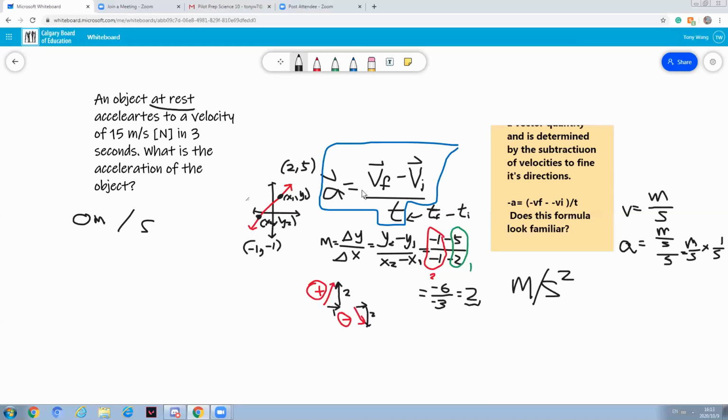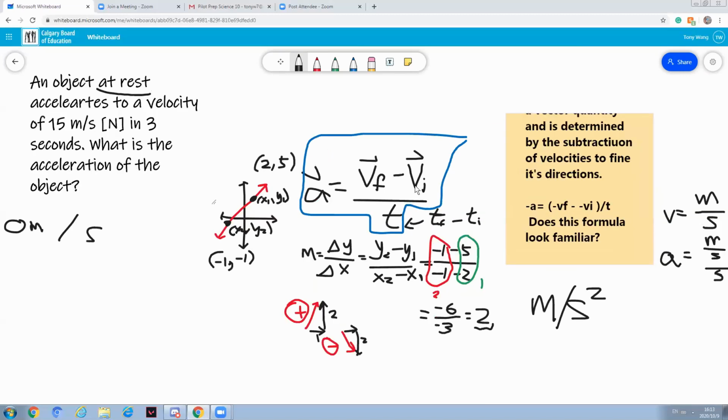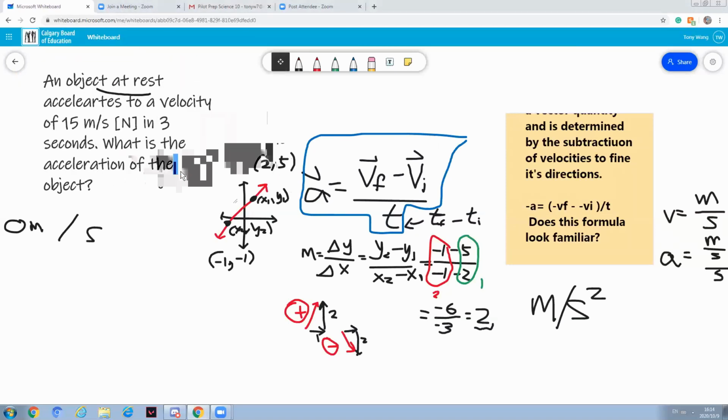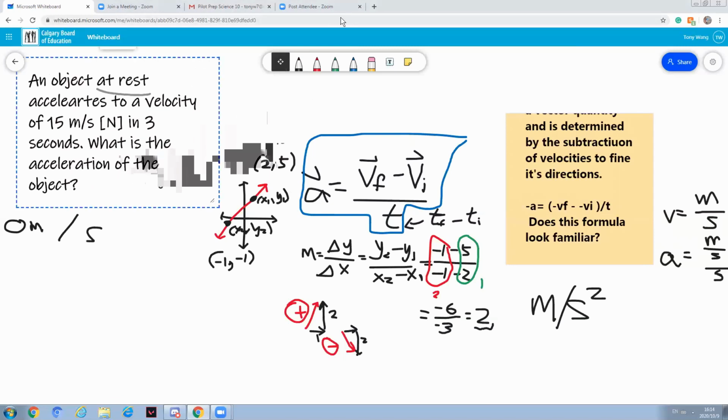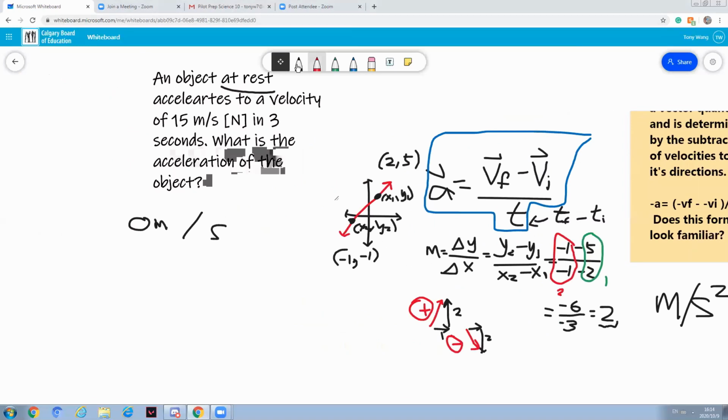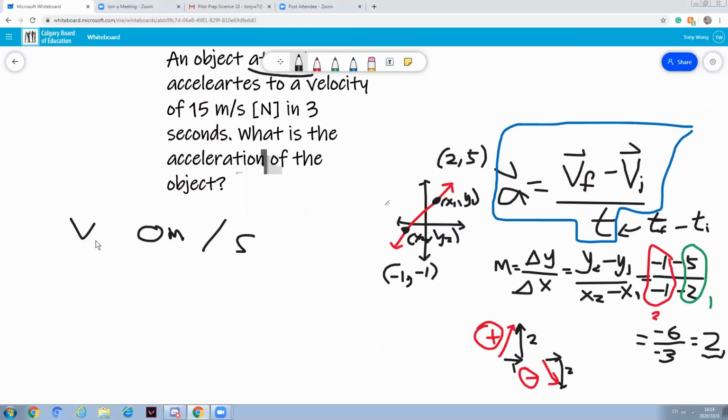So using this formula, what piece of information does this give you? So we have final velocity and initial velocity. What would this velocity be? The initial velocity? Yeah, so it would be the initial velocity. So initial means start. Okay, so this would be VI.